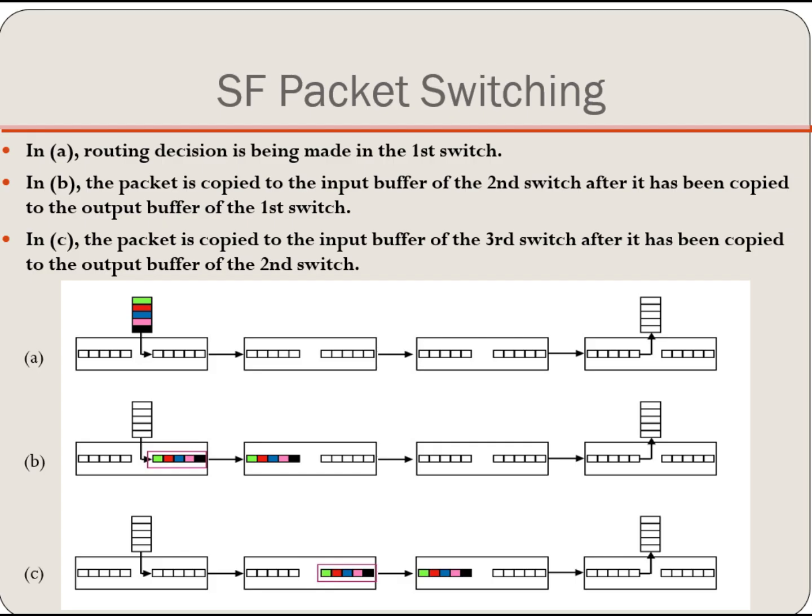Then in here, this switch will decide which output link it should take to forward to the next switch. Before that, you need to copy this packet to this output buffer, and then when the physical link becomes available, it will deliver this to the next switch. So store and forward is something like this. Eventually it will come to the destination and then go on to the computing nodes.